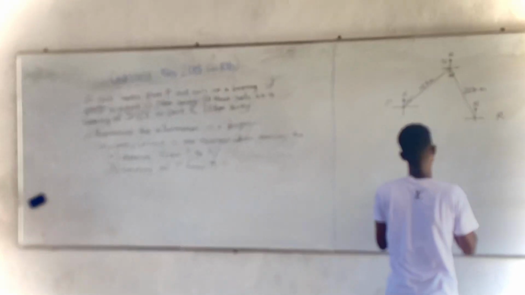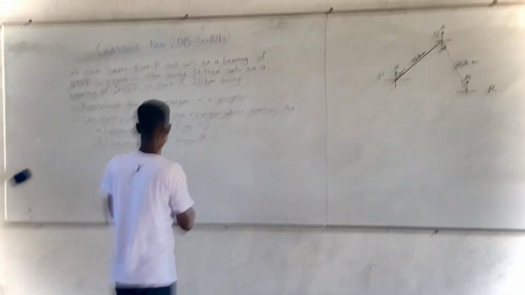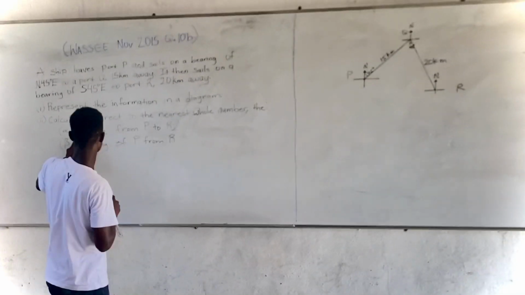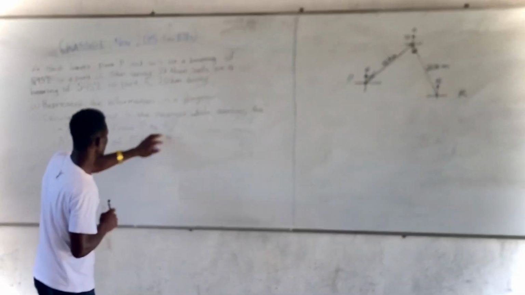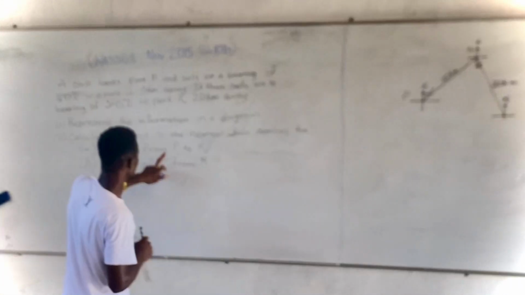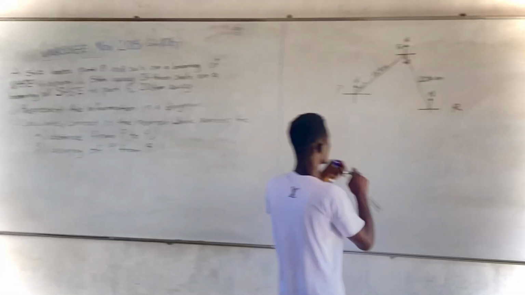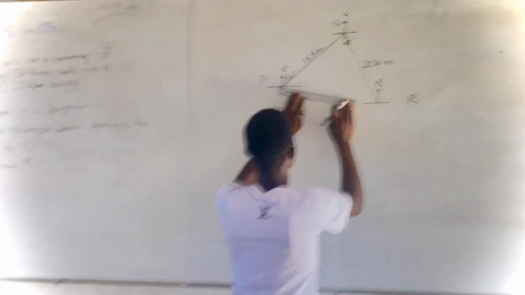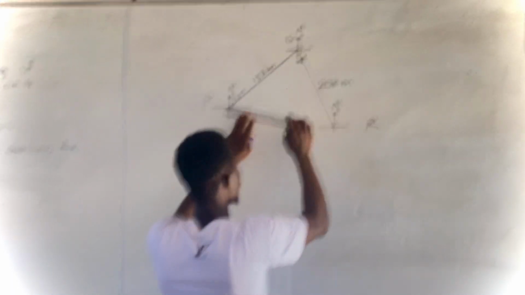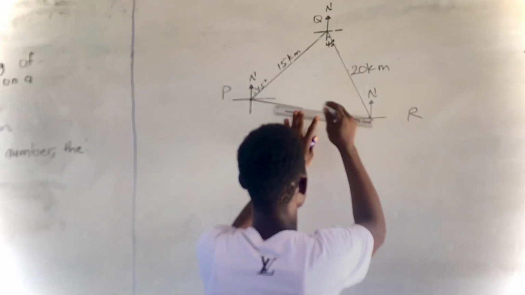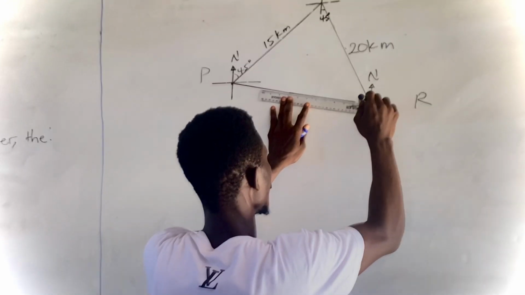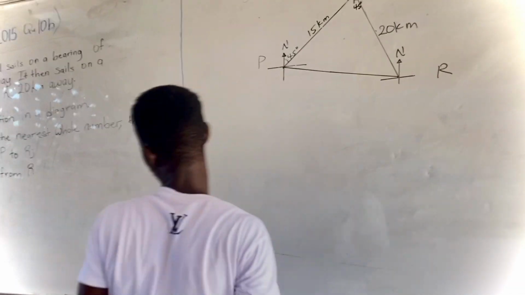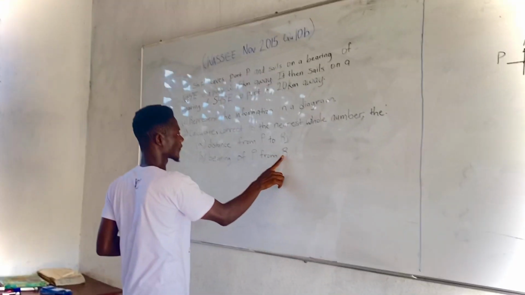This is N. And then we are told to calculate the bearing of P from R. And we are also told to calculate the distance from P to R. So that means we have to connect P and R. We have to connect P and R with a straight line. The bearing of P from R.